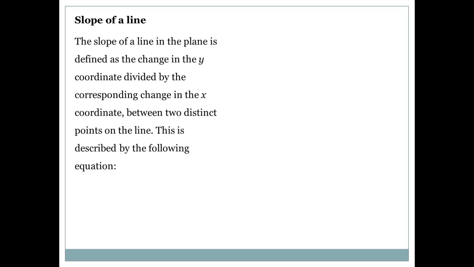So let's get started. What's the slope of a line? The slope of a line in the plane is defined as the change in y coordinates divided by the corresponding change in x. So it's delta y over delta x, where the y's and the x's are between two distinct points on the line I'm interested in finding the slope for. We can basically say the slope m equals delta y over delta x, equals rise over run.